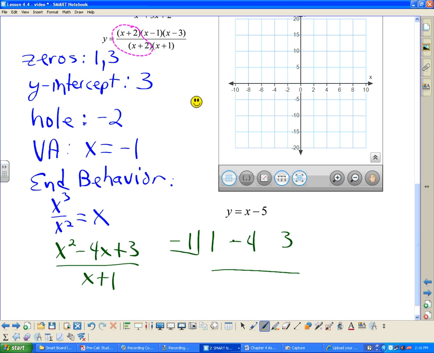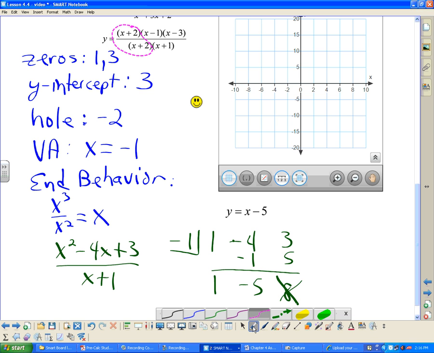So we'll put our -1 in our little box, and 1, -4, and 3 are coefficients for our numerator. So we'll bring down the 1 first of all. -1 times 1 is -1, so we get -5. And -1 times -5 is +5, so we get 8. But when we're looking at our slant asymptote, we don't care about the remainder, so we can cross that out. We just care about these two here, which would give us the equation y equals x minus 5. All right, so now we're ready to graph it.